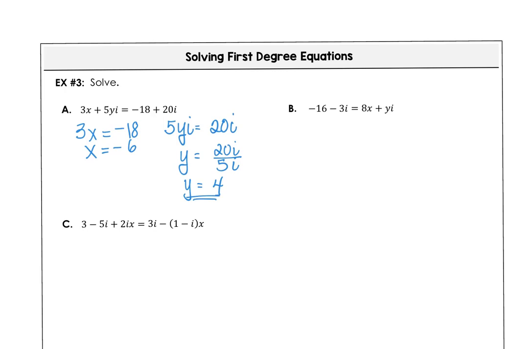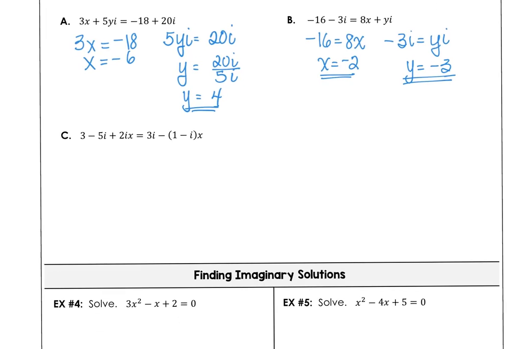For part B, we know the real part, negative 16, is equal to the real part in the second number, so x becomes negative 2, and the imaginary part, 3i, is equal to yi. Dividing by i, y is equal to negative 3. And finally, on part C, it's a little more complicated.